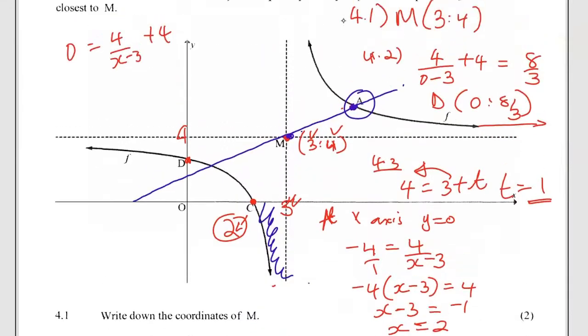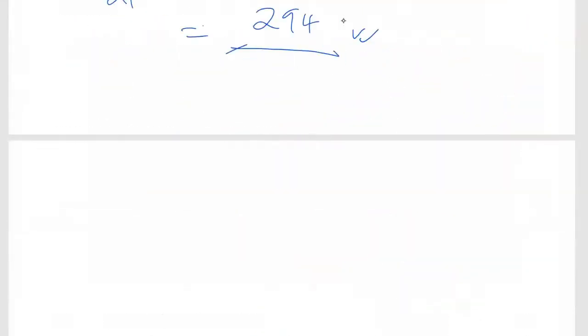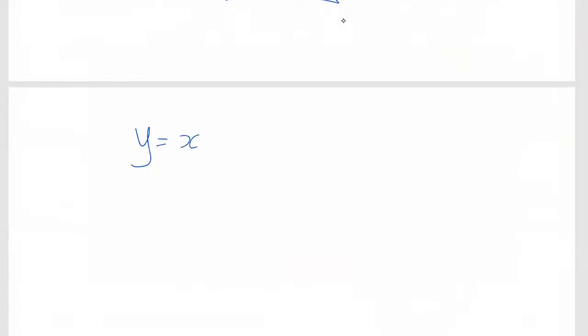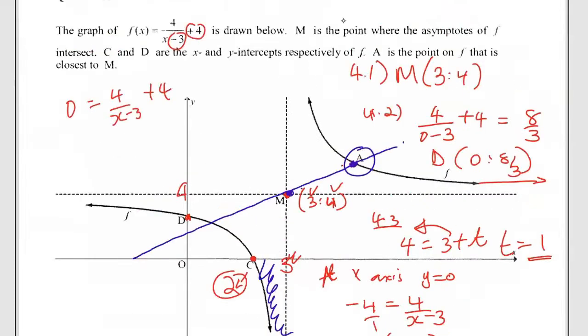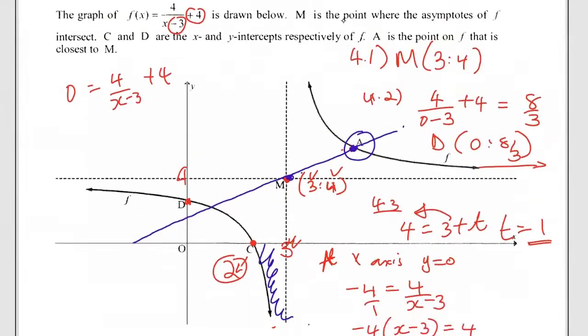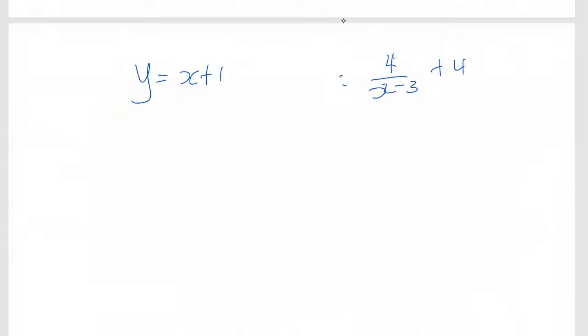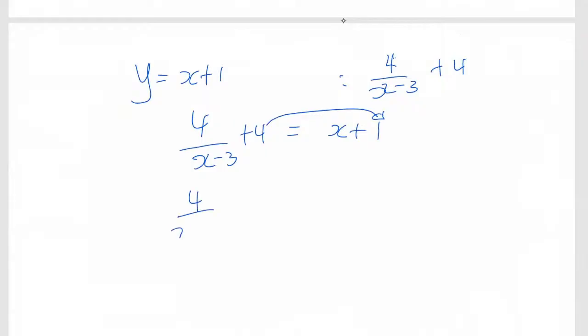So I'll say that y is equal to x plus 1, and then that one was, is it 4 over x minus 3 plus 4? Is that true? 4 over x minus 3 plus 4. Yes, perfect. Then I'm going to equate the two. So 4 over x minus 3 plus 4 should be equivalent to x plus 1. Let's move this to that side. So 4 over x minus 3 is equivalent to x minus 3. Then cross multiply.